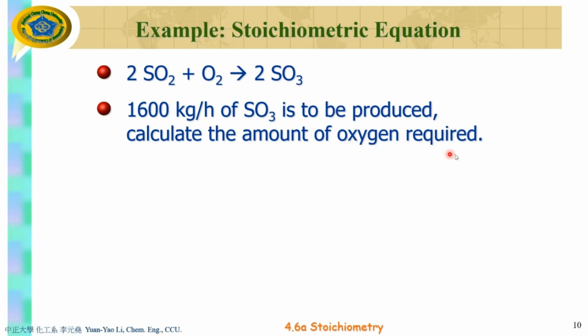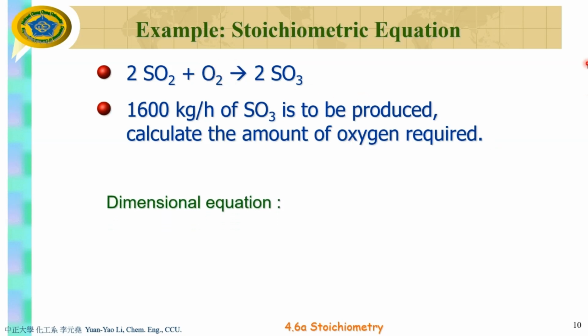Okay, calculate the amount of oxygen required. If you cannot solve this problem, I suggest you go back to junior high school, right? First of all, you need to know the molecular weight, and you need to know how many moles of the SO3 you need to produce. By stoichiometric ratio, you know the amount of the O2 required. So this is the amount of oxygen required here.